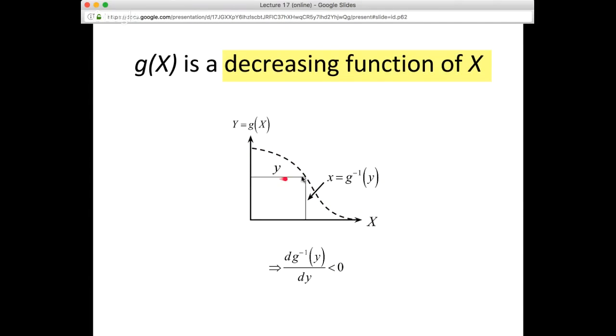And we're looking at a specific value of y. And then, of course, the corresponding specific value of x is just going to be g inverse of y. And we can see what's going to happen here is that in the case where g inverse of y increases, so we're moving to the right along the x-axis, that's going to necessarily lead to a decline in y as we move down that curve. And so in this case, the slope is negative, or the derivative of g inverse of y is less than 0, which is exactly the same thing as saying that g of x is a decreasing function of x.